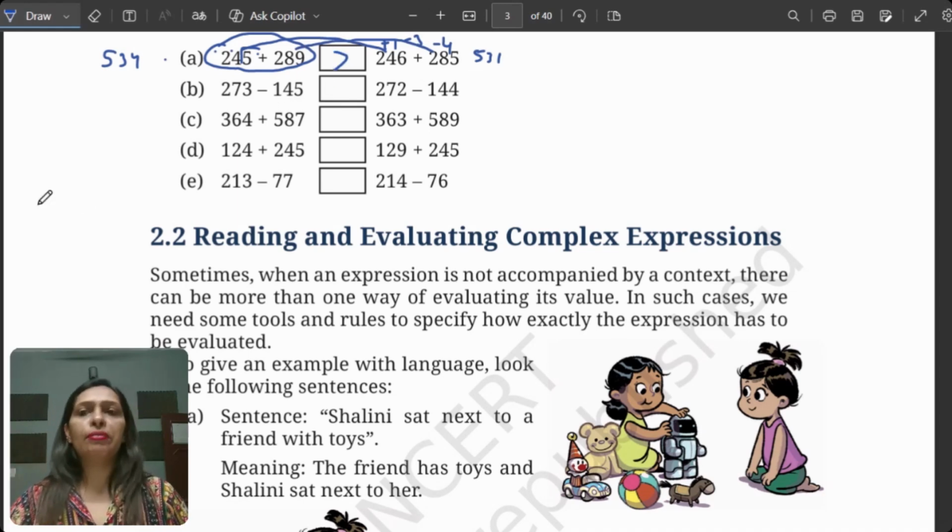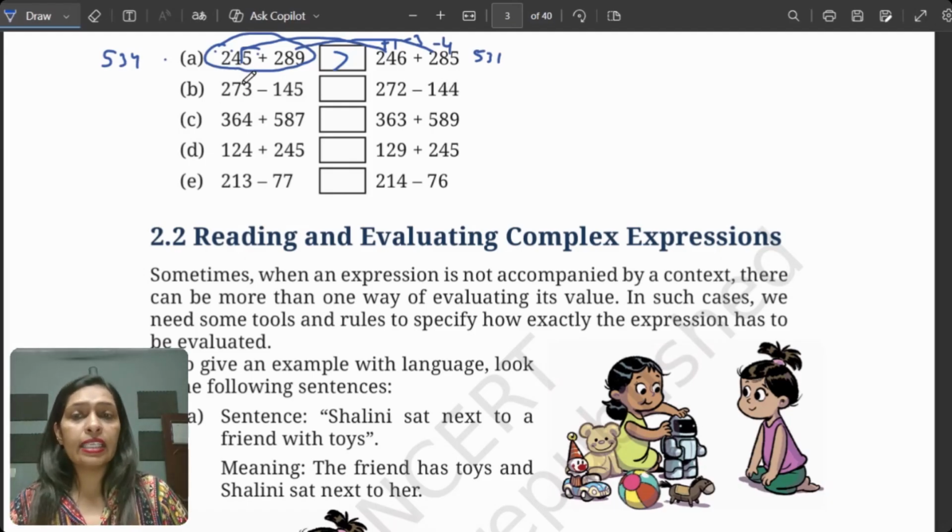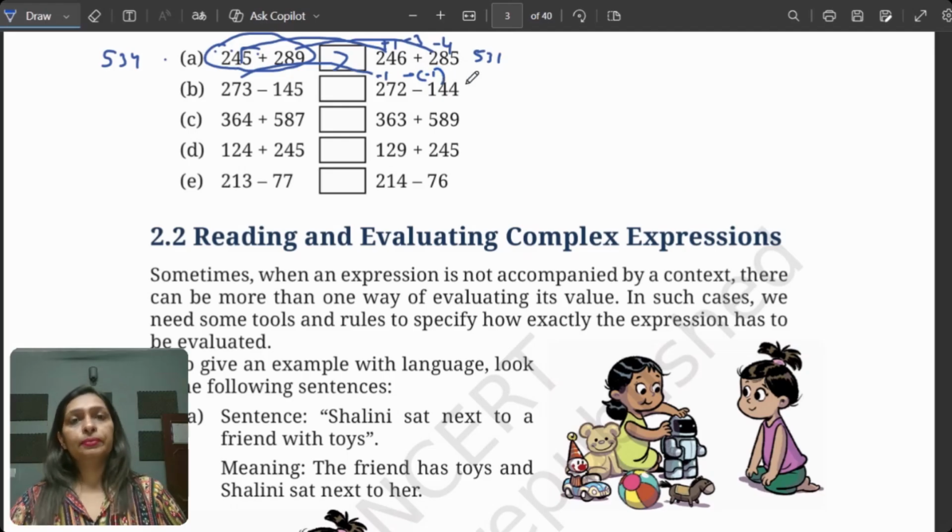Let's understand one more like this. So it is 273 and 145. And this number is 272 minus 144. So again, with the same correspondence, 273 is reduced by 1. Okay, but here let's understand. In between, we have a negative sign. So the minus sign will be there. And now 145 is again reduced by 1.